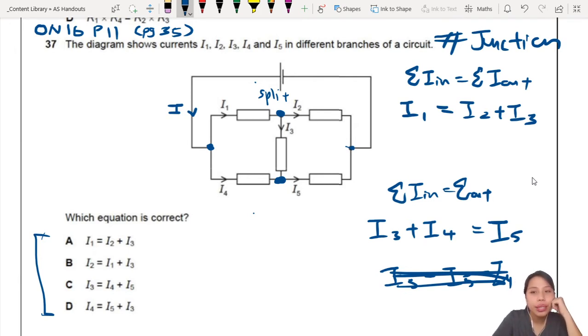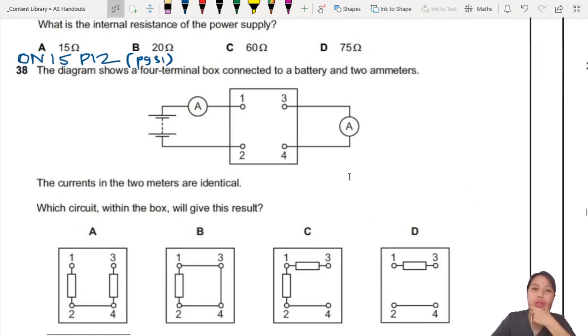Is there I1 equals I2 plus I3 anywhere? Oh yes, there is right there. The others are not quite right. Is there... It's wrong. I3 plus I4 equals I5. I3, no, these are all wrong. So this is your answer. Just pick a junction, check what current is going in, what current is going out, and then you can actually form an equation.